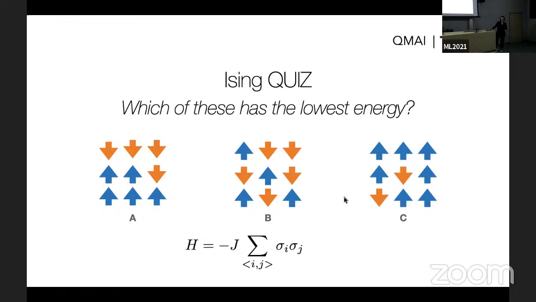So I see that a lot of people are not writing. So do we have some early guessers? We have a hand all the way up there. And then I will get to you in the red shirt after that. I think A has the lowest energy because it has the most aligned pairs. That's right. Do we agree?